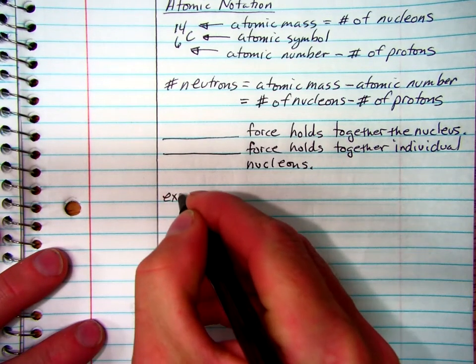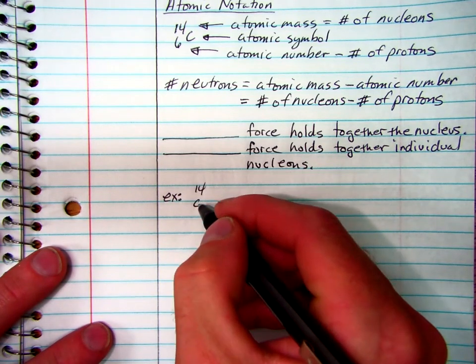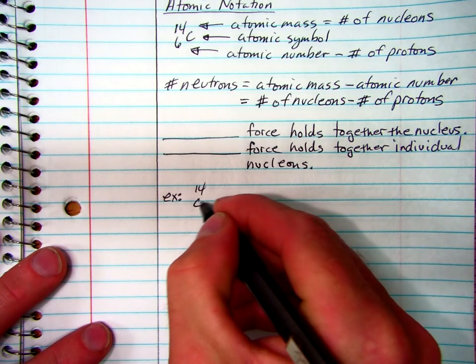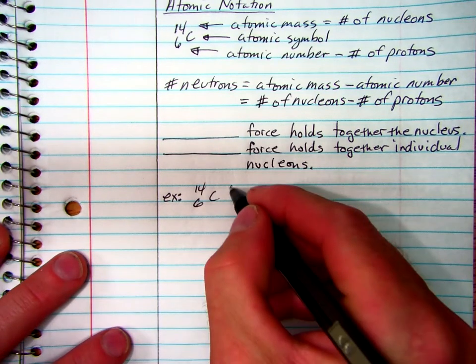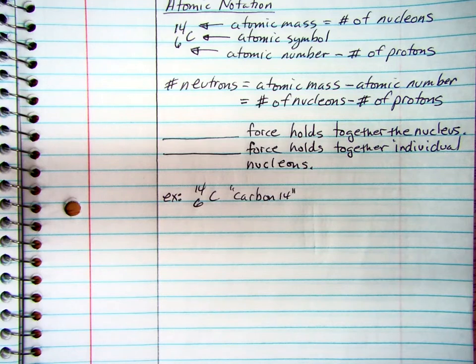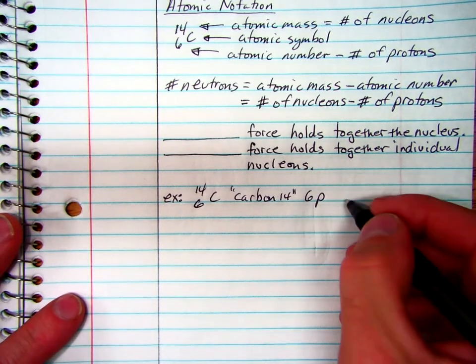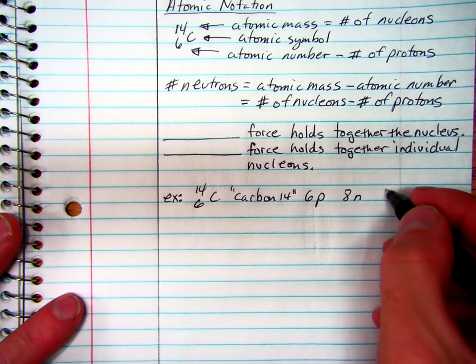Here's some examples of atomic notation. We've already seen this one, and it is carbon-14. Carbon-14 is an isotope of carbon. It's a form of carbon. What makes this atom carbon? The fact that it has 6 protons. The number of neutrons do not determine what type of atom. They determine what type of isotope. So carbon-14 has got 6 protons, it's got 8 neutrons, and it has 6 electrons.